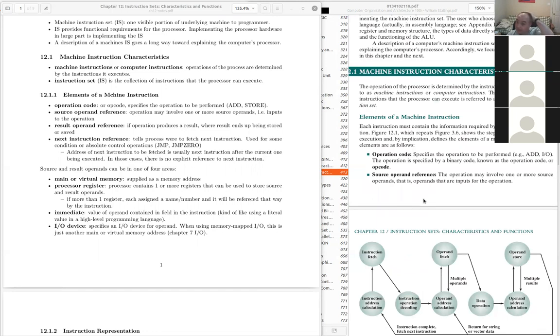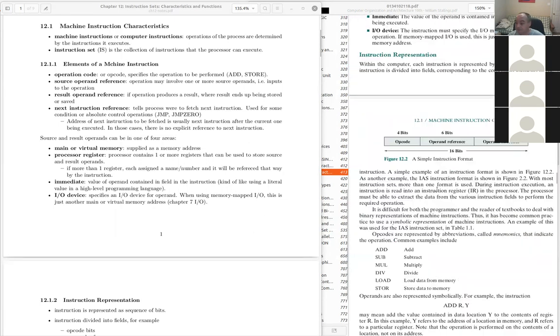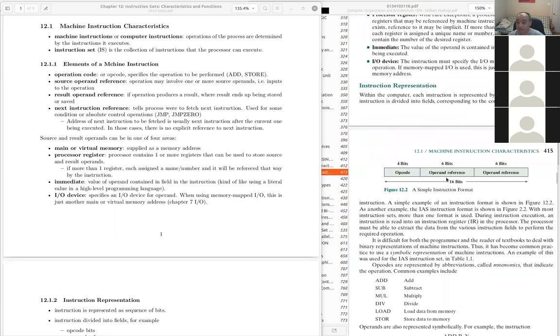So the instruction set is the collection of instructions that the processor can execute. We should first talk about the elements of the machine instruction. We've had a similar example all the way back at the beginning of the course when we had a hypothetical machine. So we talked a little bit about the format of the elements of the machine instructions.